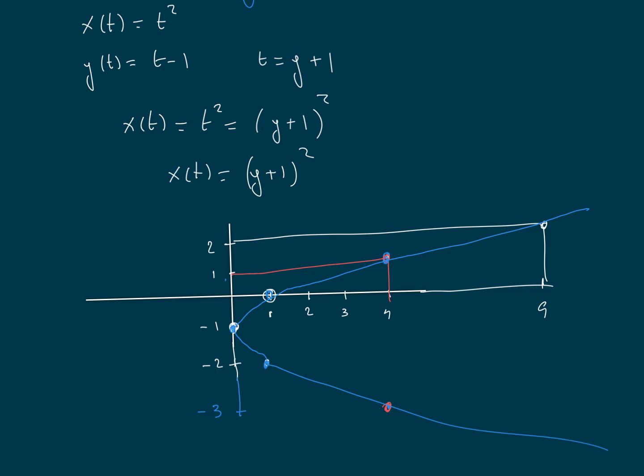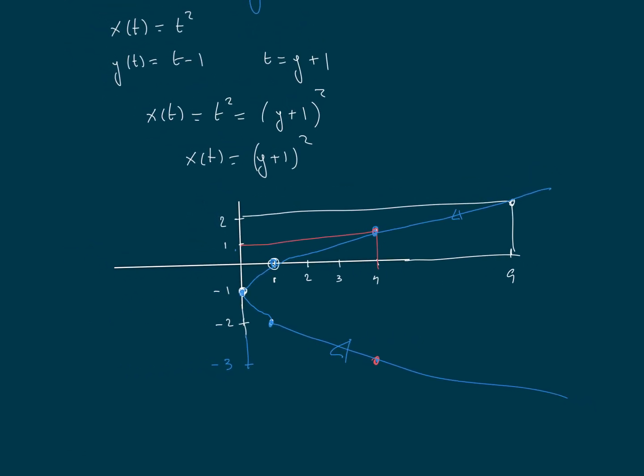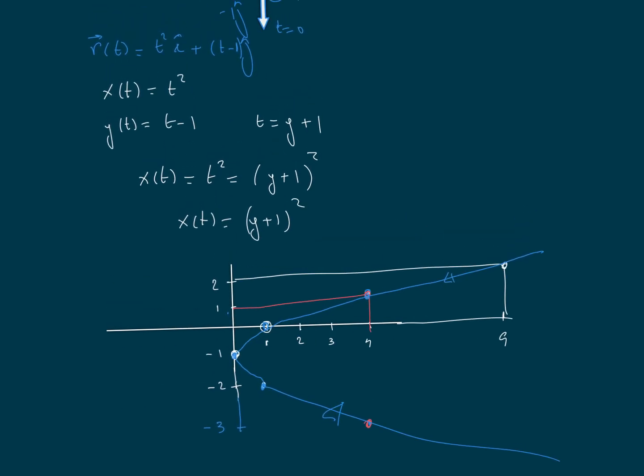In what way is the particle moving? Is it moving in this direction or coming from here? Let's see. The parametric equations we have are x of t equals t squared and y of t equals t minus 1. Let's say t is 0. If t is 0, x is 0 and y is minus 1. Where are you at t equals 0? At the position x equals 0, y equals minus 1. You are here at time t equals 0.